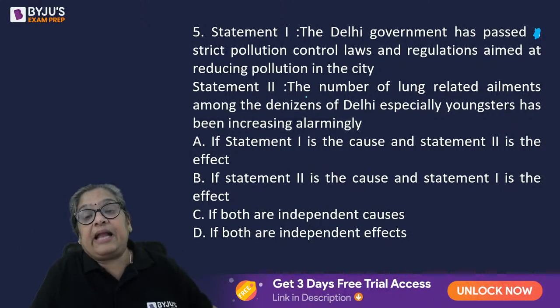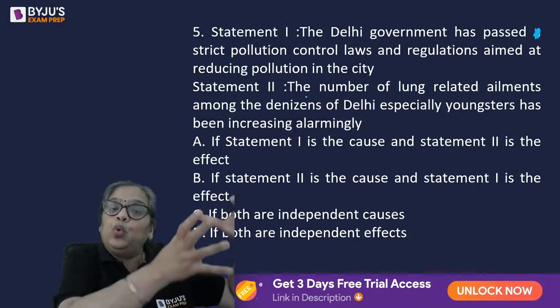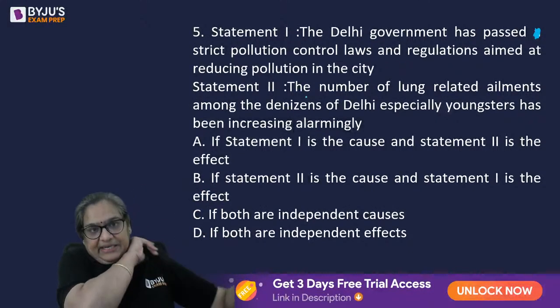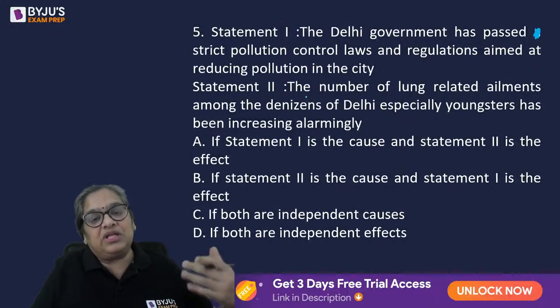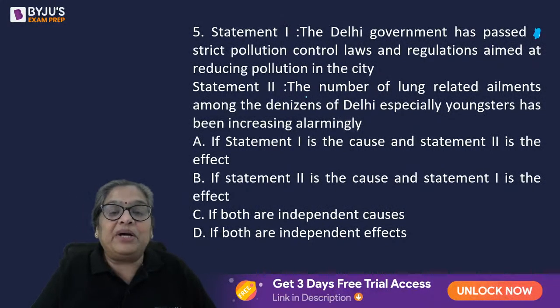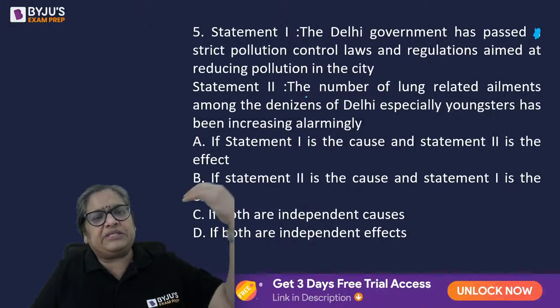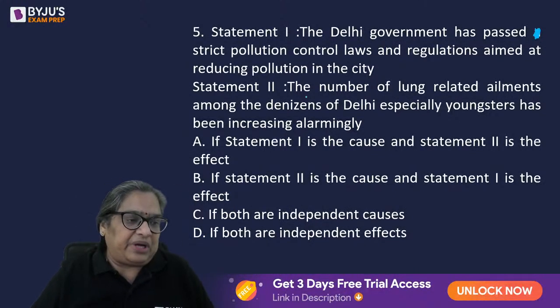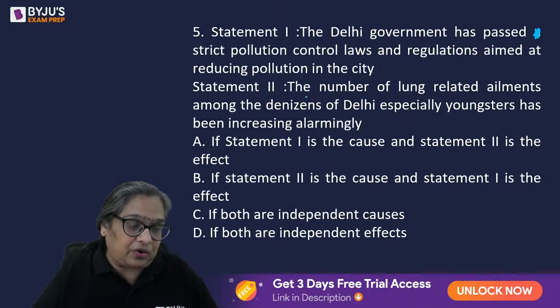Statement 2 says the number of lung related ailments among the denizens means the people who live in a city. Okay, inhabitants. Denizen is just a very nice word for inhabitants. दिल्ली वालों को denizens of Delhi बोलेंगे. Among the denizens of Delhi, especially youngsters, has been increasing alarmingly. सब में, बच्चों में, बड़ों में, सब में lung problems हो गया, asthma, wheezing, all kinds of issues. So which do you think is the cause? Which is the effect? Is there any connection at all or not?